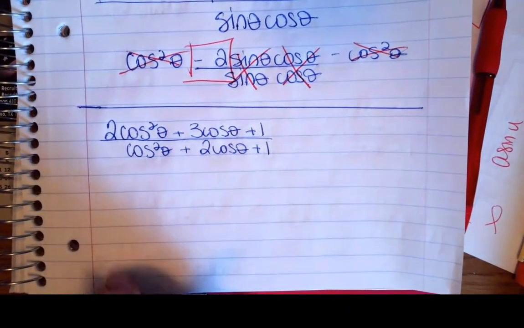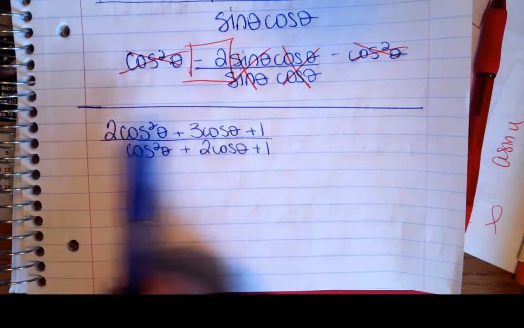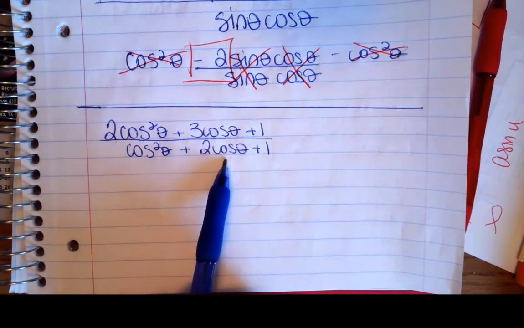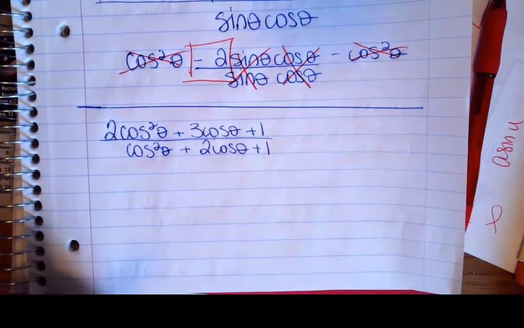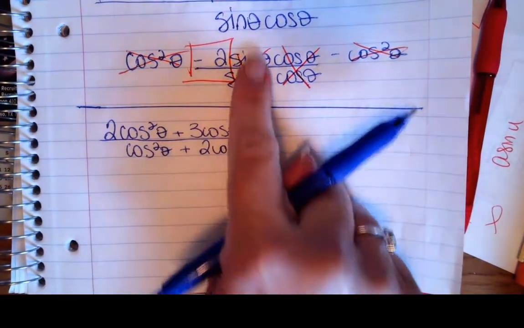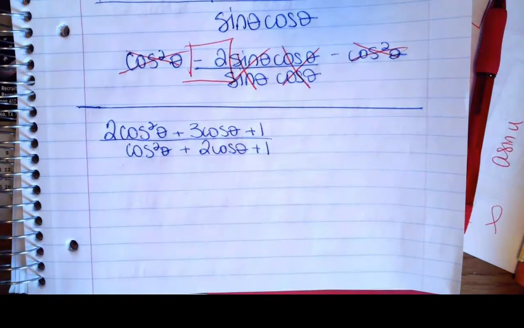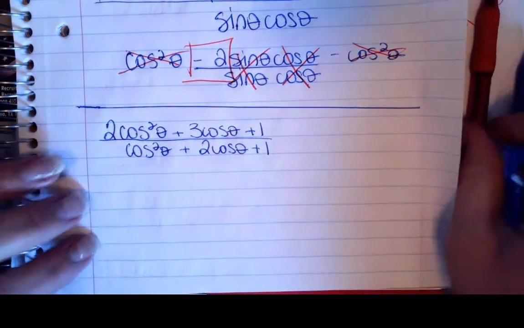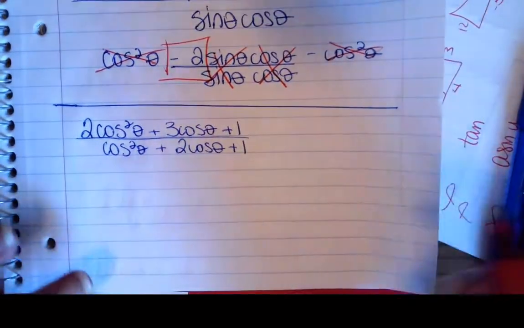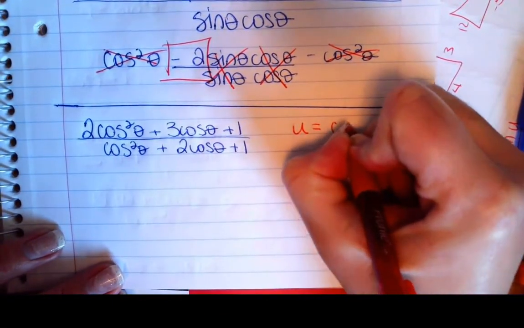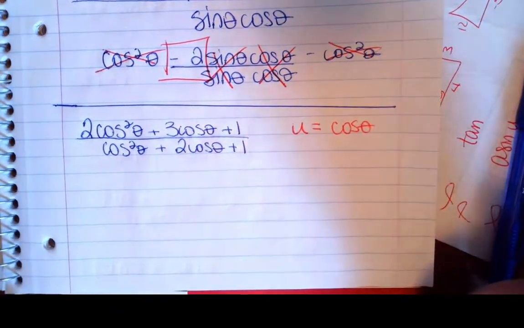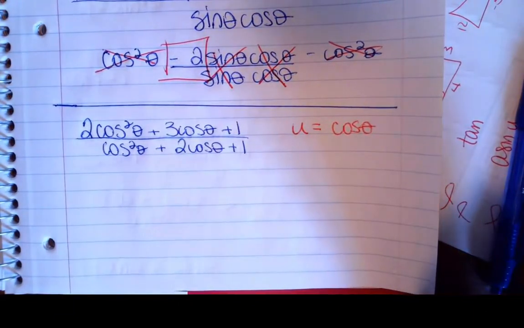Okay, and I'm supposed to factor and simplify. Well, first of all, I can't combine like terms. I can't reduce because it's addition across the top and addition across the bottom. I can only reduce if I'm in multiplication. So I'm kind of sort of stuck. So what we're going to do is we're going to rewrite. And so I've got U equals cosine theta. So wherever there's a cosine, I'm just going to put a U.